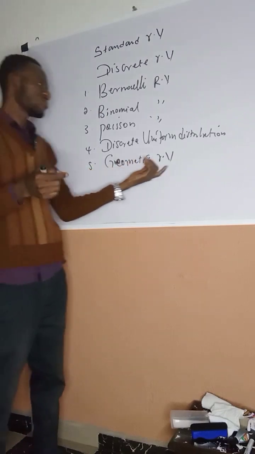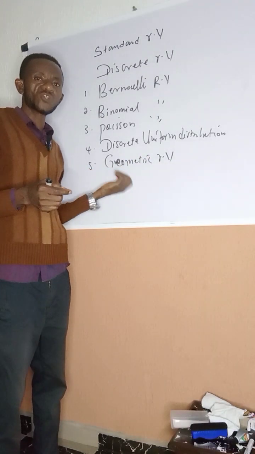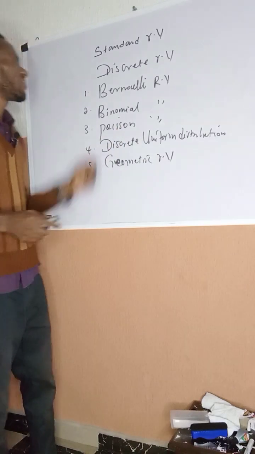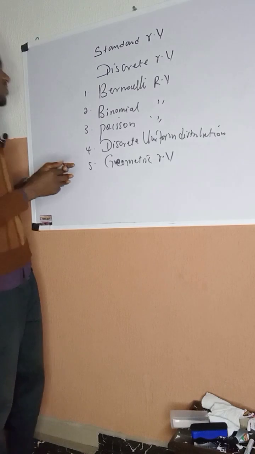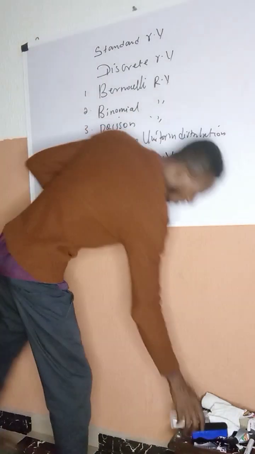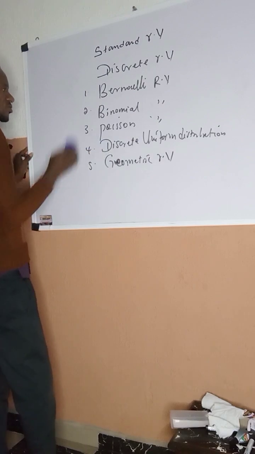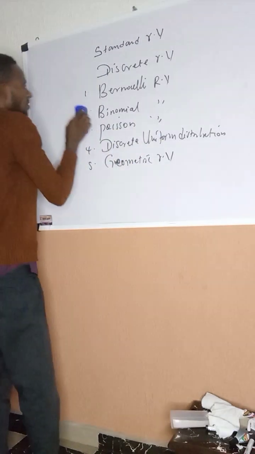When we talk about geometric, we are going to look at the geometric of the first kind and geometric of the second kind. First of all, we are going to start with a Bernoulli random variable. Okay, so let me clean this one. So bear these ones in mind. Clean this one.